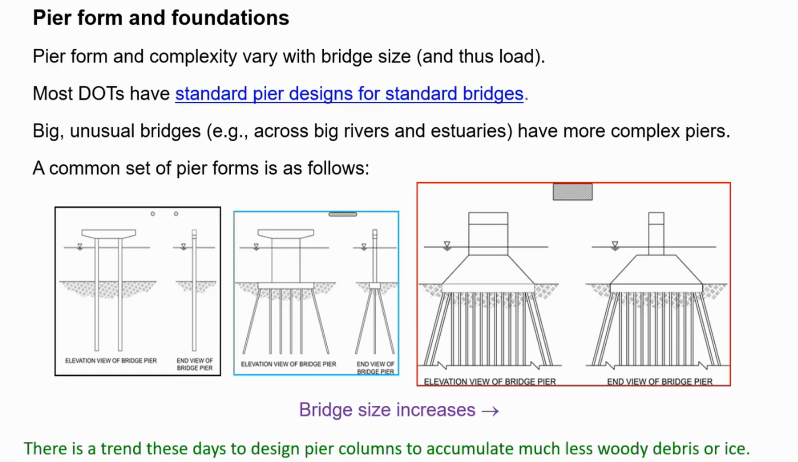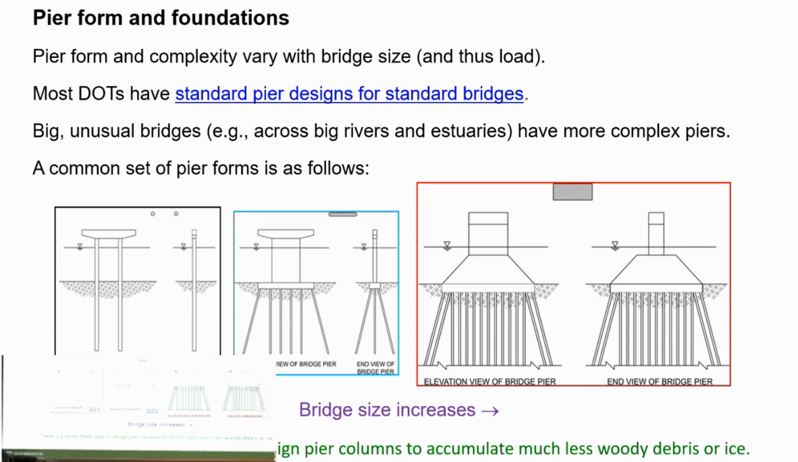If you work with most DOTs, there are standard pier forms. Iowa DOT, Colorado DOT, Nebraska DOT have standard piers for the size of the bridge. As I explain soon, your job as a sediment engineer or hydraulic engineer would be to determine basically how high the deck is and how long the friction-bearing piers would have to be.